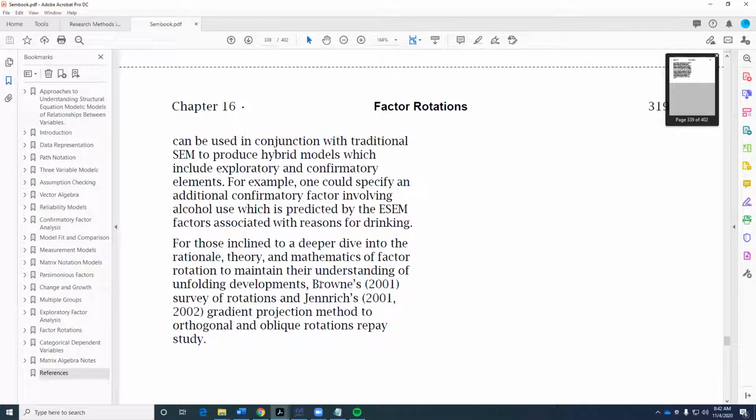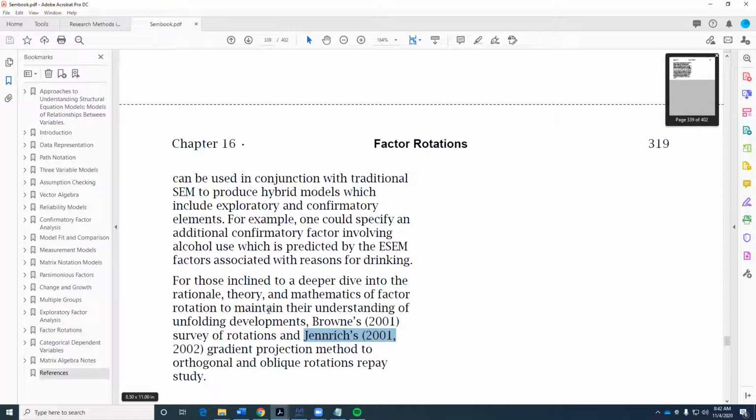So there's a couple of nice papers out there. Michael Browne did a nice survey, and Gingrich did a nice exposition of how rotations happen. If you really want to go into the math and rationale, those would be the two places that I would start.